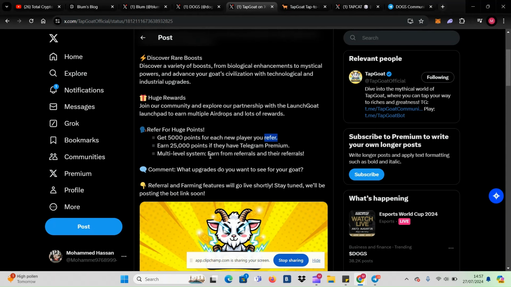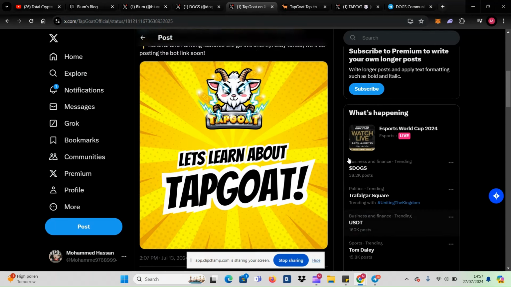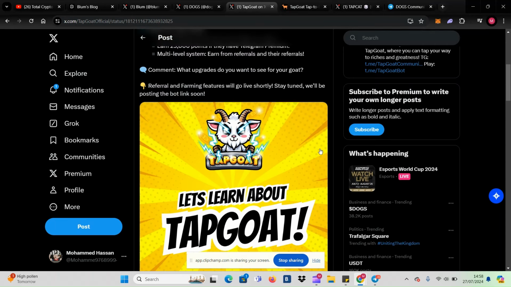Guys, this is fantastic. This could be one of the best multi-level systems for us to earn our referral points and receive a lot more allocation for this airdrop. Guys, I reckon Tapgoat could in fact be one of the most lucrative and quite perhaps the most attractive ones that there are out there.